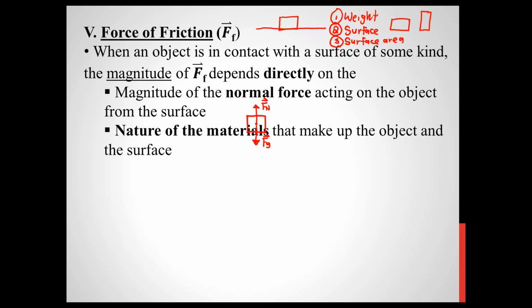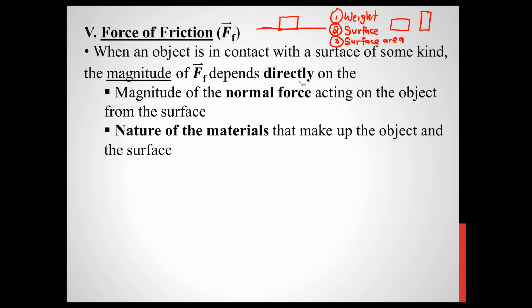Two, the force of friction is dependent on the nature of the materials that make up the object and the surface. So not only does it depend on what surface you're pulling the object on, it also depends on the smoothness or roughness of the object that you're pulling. When I say the nature of the materials, it just means what is the ground made up of and what is the actual object made up of.